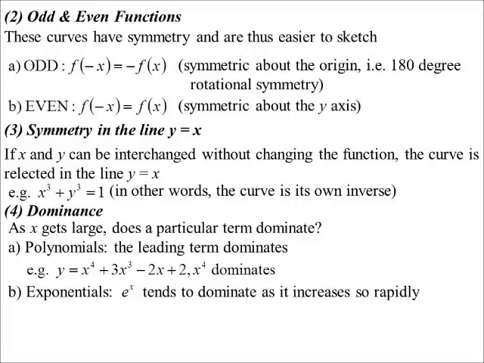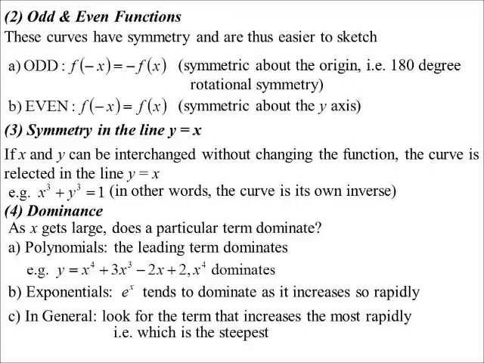Okay. Exponentials. e to the power of x is going to win it every time. Because exponentials get steep really, really quick because of the powering, because you double, then double again, and double again. That's if it was 2 to the power of x. So e to the power of x would get even steeper. So in general, look for the term that will get the steepest the quickest. And that's the term that's going to dominate. The one that gets steepest the quickest.